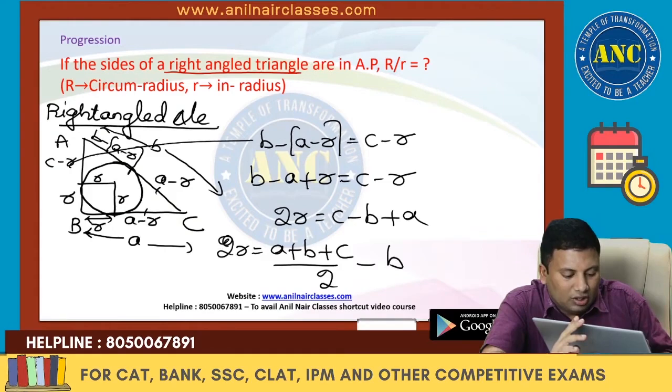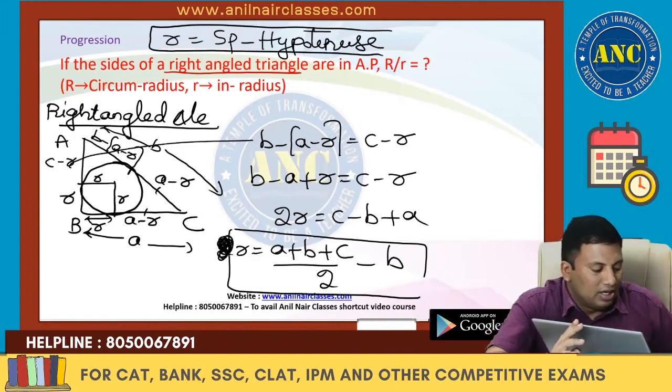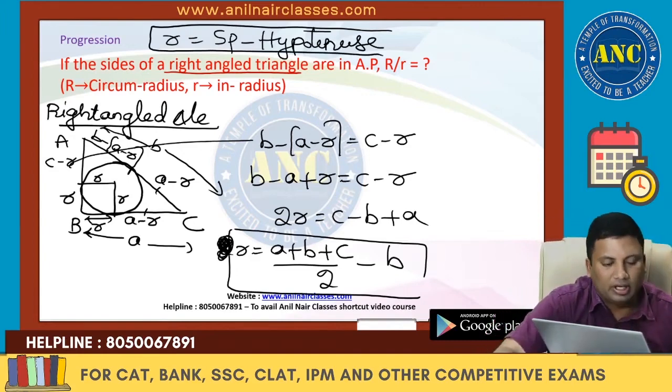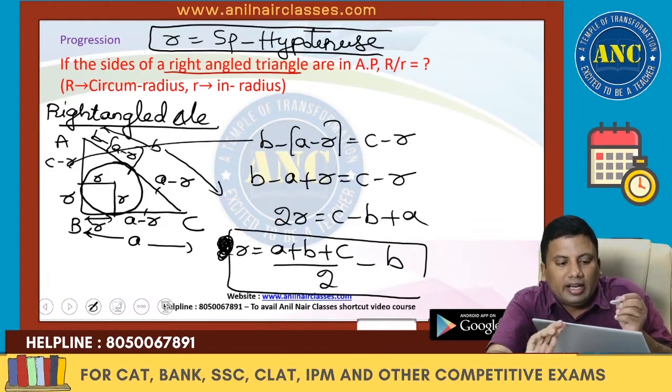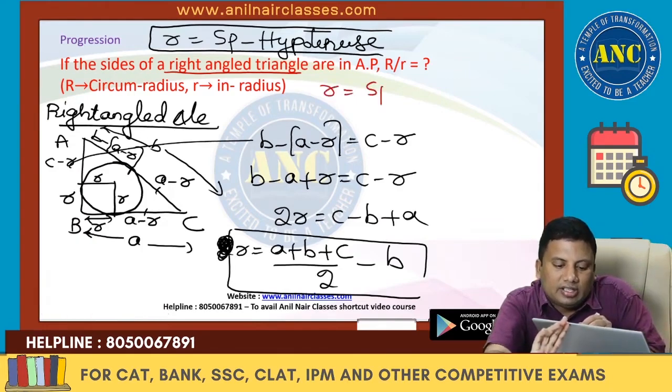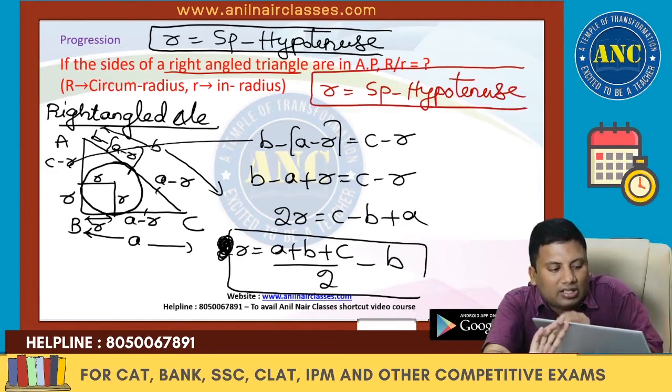I hope it is clear. We will put it to the right side. This is extremely important. r is nothing but semi-perimeter minus hypotenuse. In a right-angled triangle, inradius is nothing but semi-perimeter minus hypotenuse. How did you get this? Semi-perimeter minus hypotenuse.